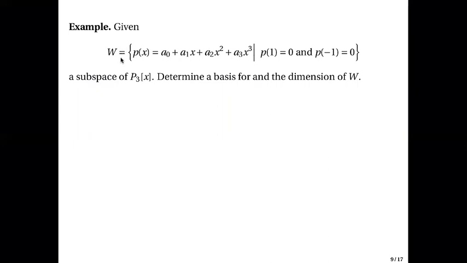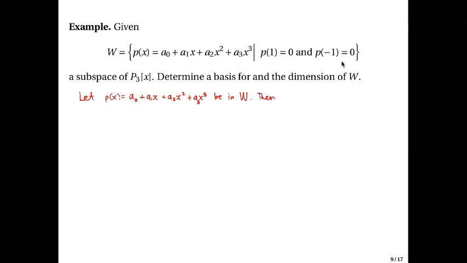So, first, let us write these conditions, or let us write the form of the elements of this space W. So let P of x, which is a sub 0 plus a sub 1 x plus a sub 2 x squared plus a sub 3 x cubed, be in W. So we are getting an element from the space W. The W has this condition on its elements.